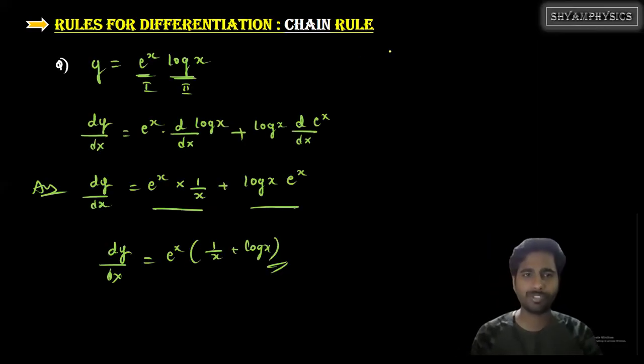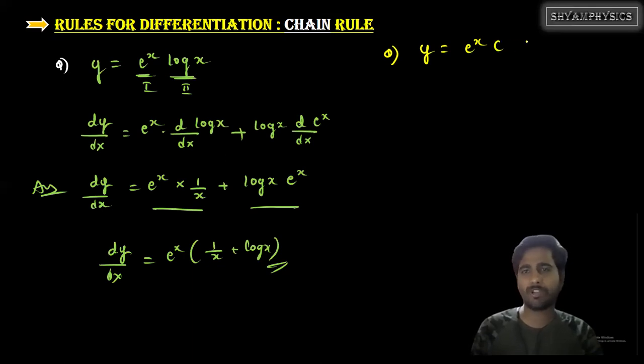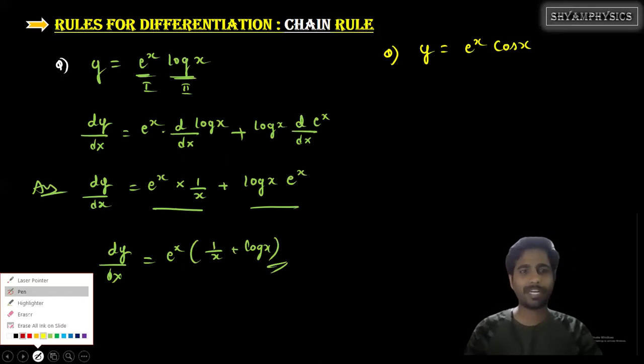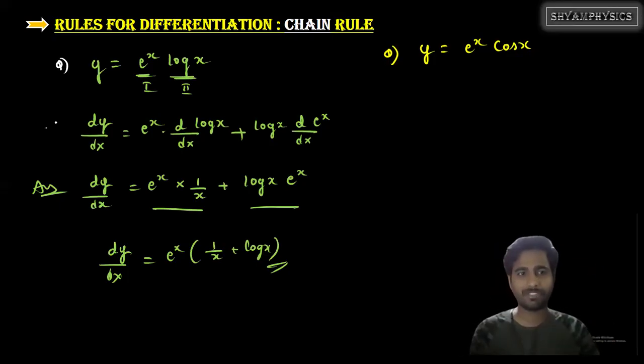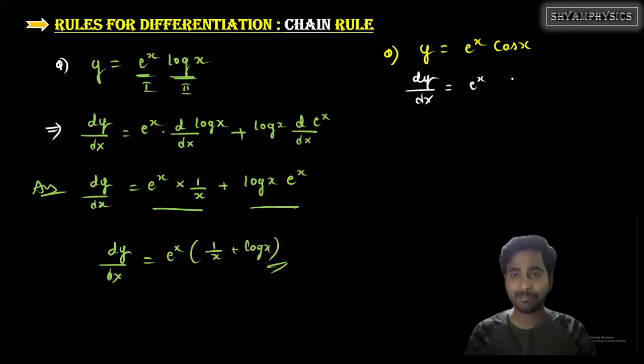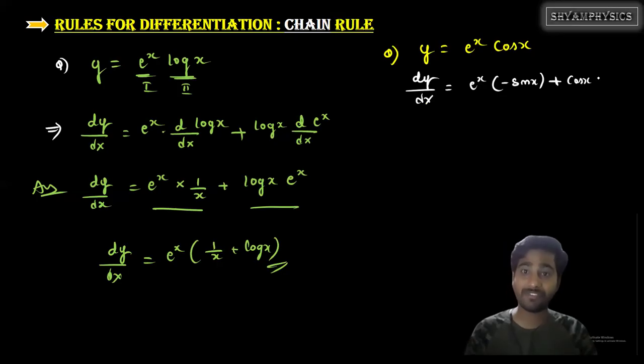Here only I will discuss one more question. The question says y is equal to e to the power of x into cos x. We'll try to write this without writing this format of differential equation. What do we need to calculate? dy by dx. First term, keep it constant. Differentiate the second term: for cos x, it is minus sin x, plus second term cos x, keep constant, and differentiate the first term, which is e to the power of x itself.